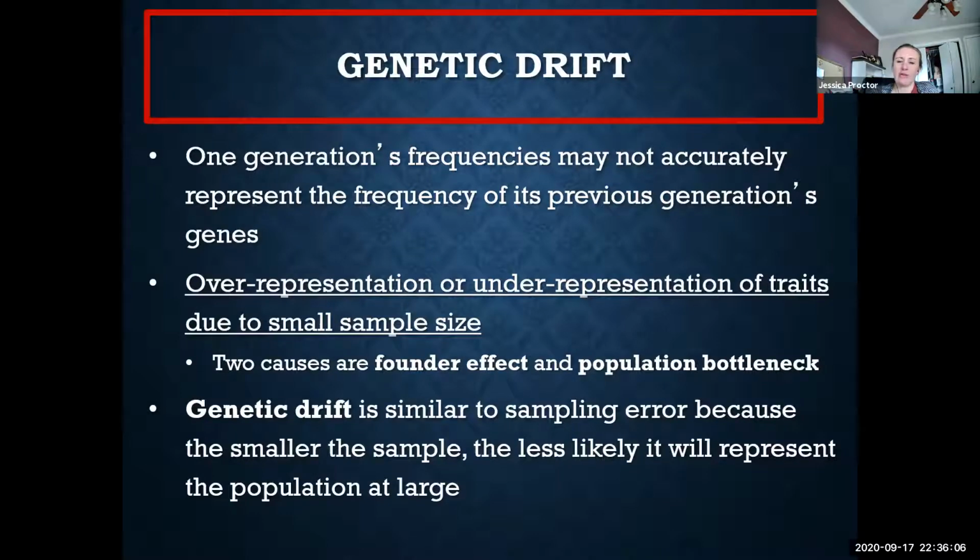Okay, let's talk about genetic drift. There are two different types of genetic drift. The first type is called the founder effect, and the second type is called the bottleneck effect. Essentially, one generation's frequencies may not accurately represent the frequency of its previous generation's genes or the parent population. So there may be an overrepresentation or underrepresentation of traits due to small sample size.